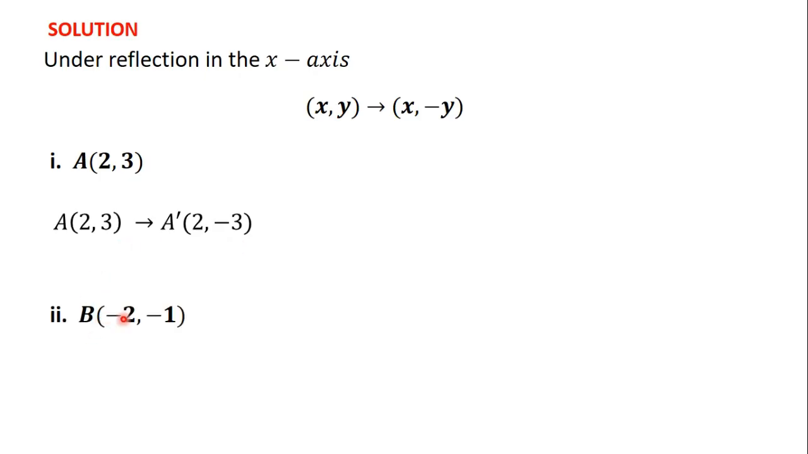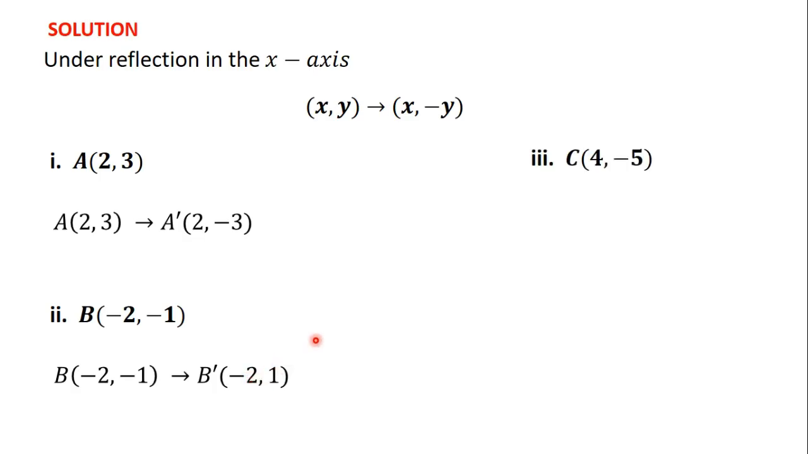We have the point B with coordinates (-2, -1). The rule says that when we reflect this point in the x-axis, or the line y is equal to 0, we will keep the x coordinate, then we will negate the y coordinate. So the image of B, which will be B prime, will be: we keep the x coordinate, which is -2. We negate the y coordinate. The y coordinate here is -1, so you have -(-1), and that will give us +1. So B with coordinates (-2, -1) will give us B prime with coordinates (-2, 1).